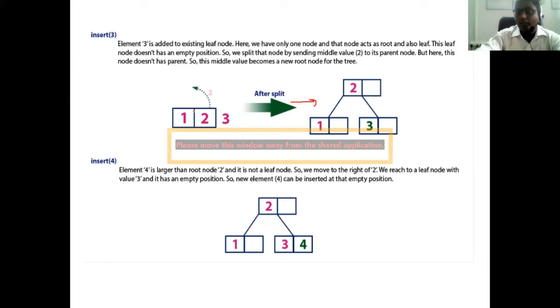So what is the middle one? The middle one is 2. So we have to split the values likewise. 1 will be on the left-hand side and 3 will be on the right-hand side. So you can see here, we have to split the nodes. After splitting, 2 will be on the root node. One location is already empty.